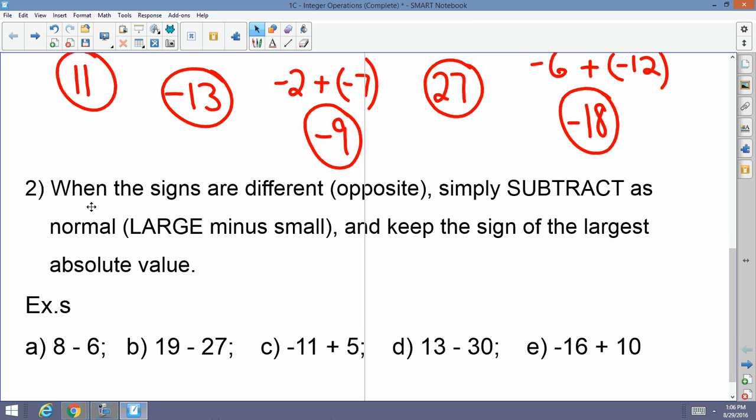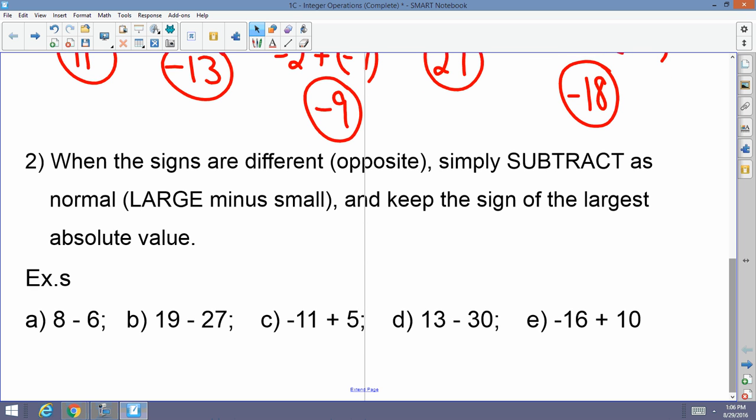Next, number 2. When the signs are different or opposite, simply subtract as normal, the large number minus the small number, and keep the sign of the largest absolute value. Pretty simple. So I've got 8 minus 6. Please realize what this is really saying is 8 plus a negative 6. The sign of the 8, there's nothing there, so it's positive. The sign of the 6, there's a negative, so it's negative. When the signs are opposite, you subtract and keep the sign of the largest absolute value, so 8 minus 6 would be 2.